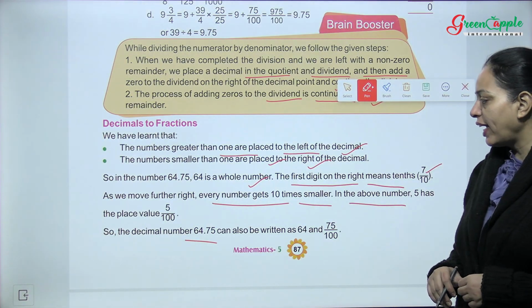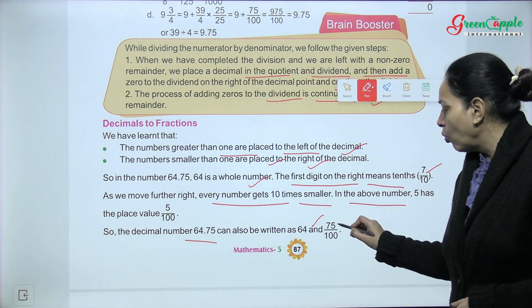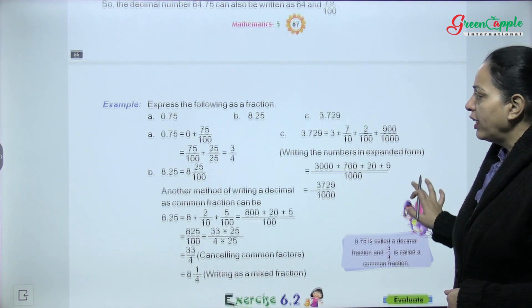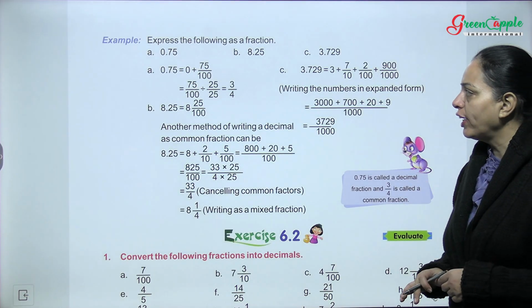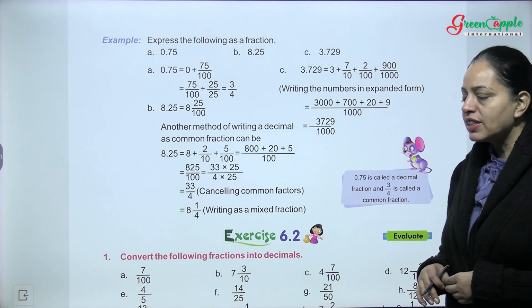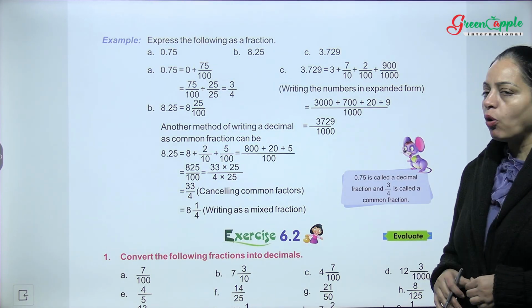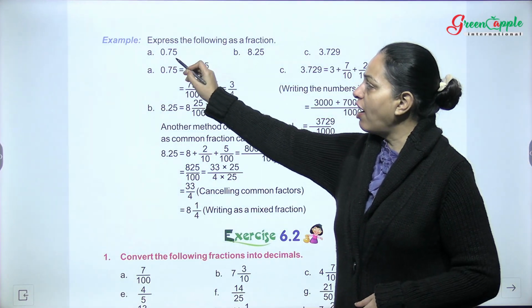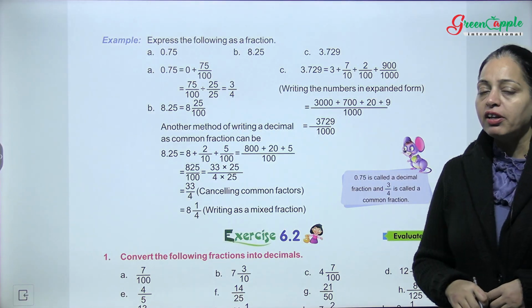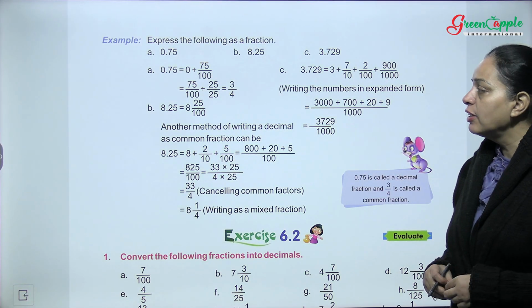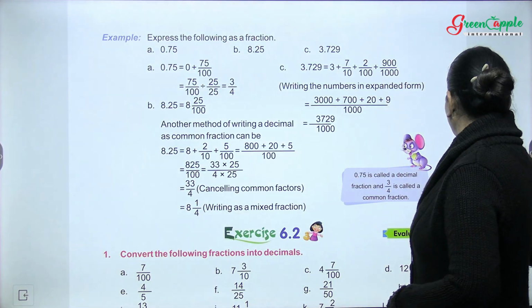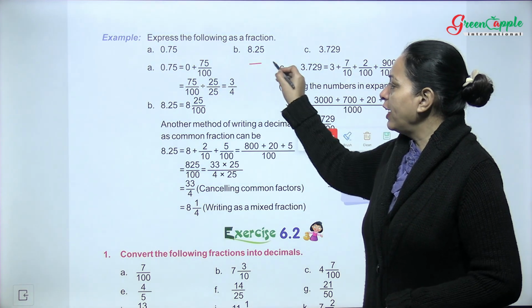So the decimal number 64.75, how can we write it as a fraction? 64 whole 75/100. Now the next is an example: express the following as a fraction. A part: 0.75. We can remove the decimal point. So 75/100, because we have 2 digits after the decimal, so we take 100 below. So 75/100. Cut it by the same factor. Both are divisible by 25. We cut by 25. We are getting 3/4.